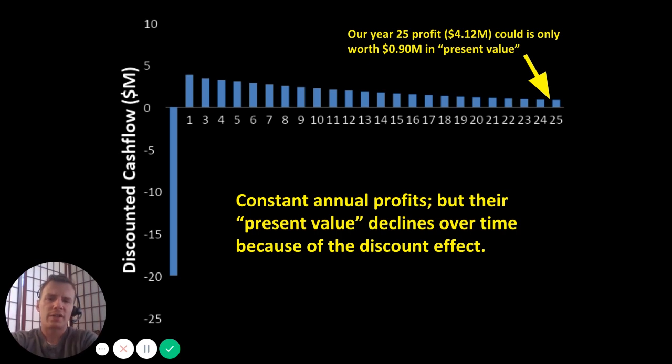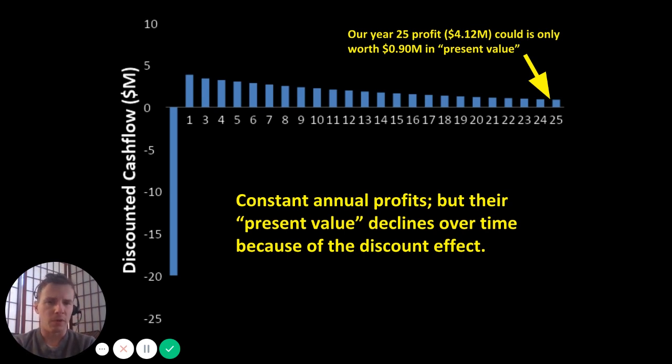And so we can visualize kind of what this looks like. These blue bars just represent the discounted cash flows in every single year. And so in year zero, discounted cash flows are negative $20 million. That's shareholders dispensing $20 million to help pay for the power plant. And then we have $4.12 million in profits every year from year 1 to 25, but the actual present value of those profits declines gradually because we're discounting.